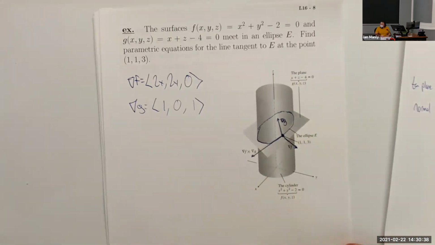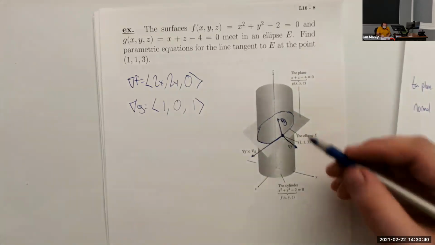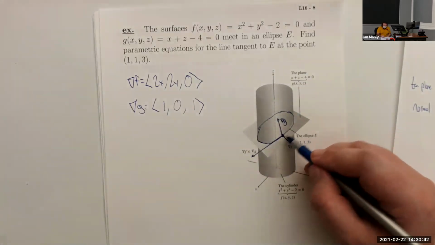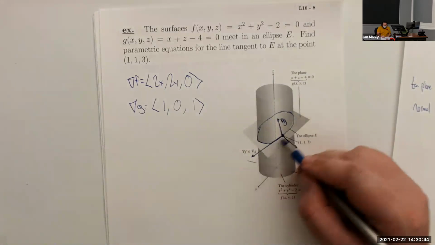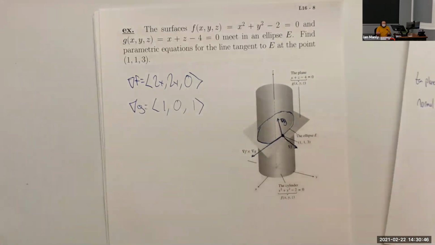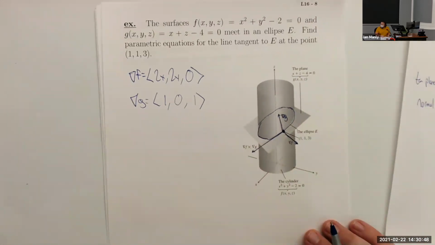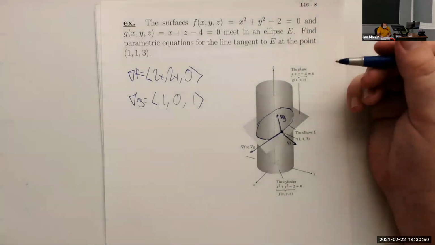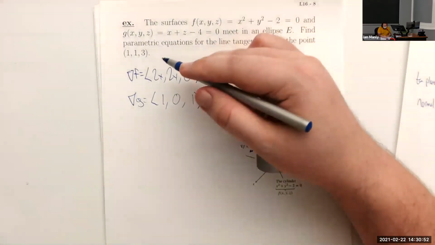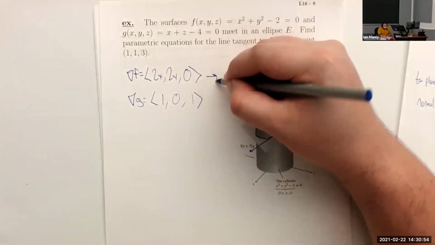All right, and can we do this for any intersection? Yeah, absolutely. So if you have the intersection of two surfaces like this and you want to find something parallel to the tangent line here, then yes, you can absolutely do the same thing for any other situation. All right, so let's get our gradients at the particular point.